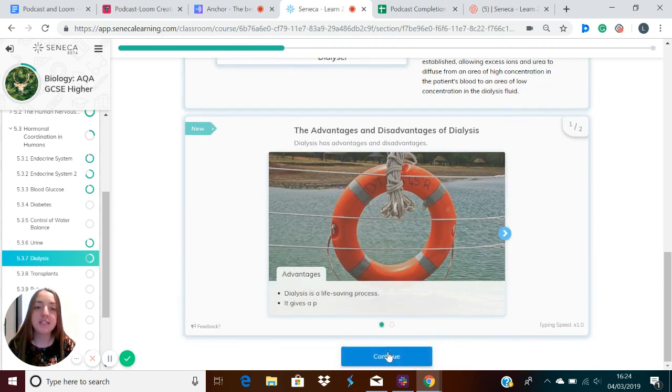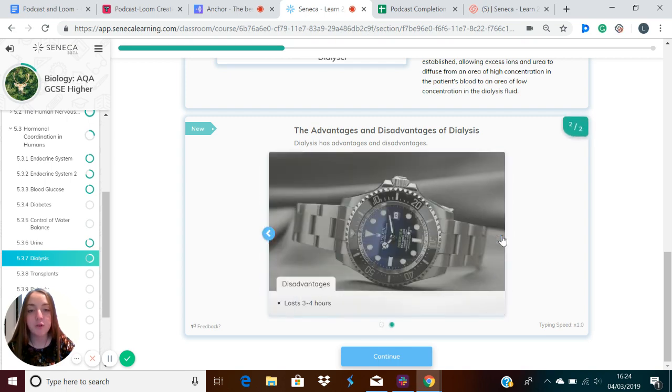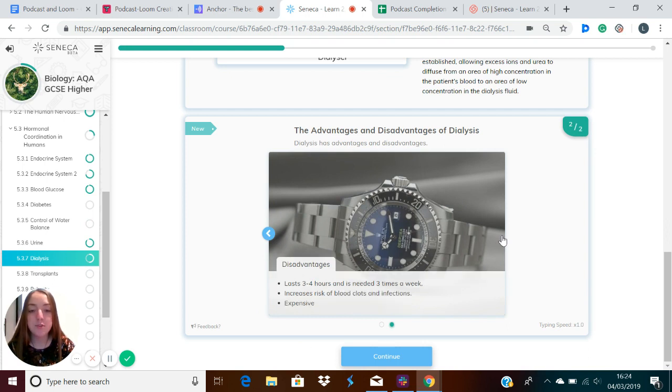There are advantages and disadvantages to using dialysis. Here are the advantages. Dialysis is a life-saving process, and it gives a patient more time to find a donor kidney, which can be difficult. The disadvantages are that it lasts 3 to 4 hours and is needed 3 times a week, because this is taking up a lot of time. It also increases the risk of blood clots and infections, and it's also expensive.